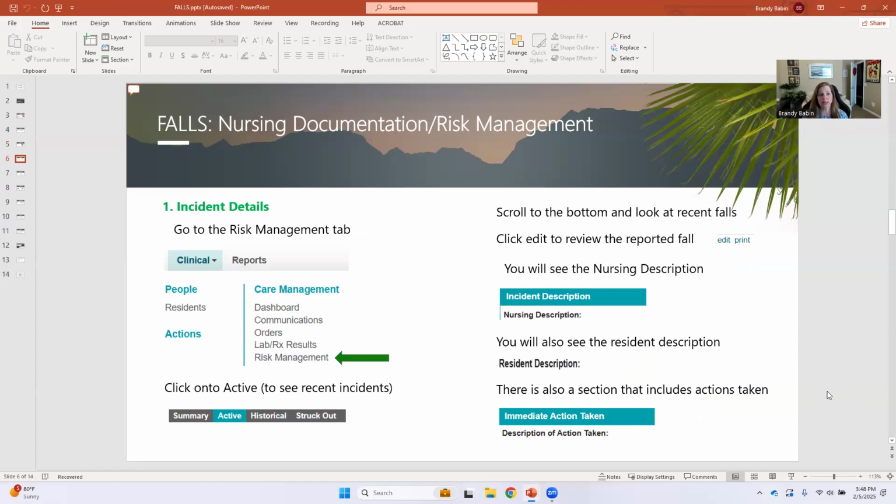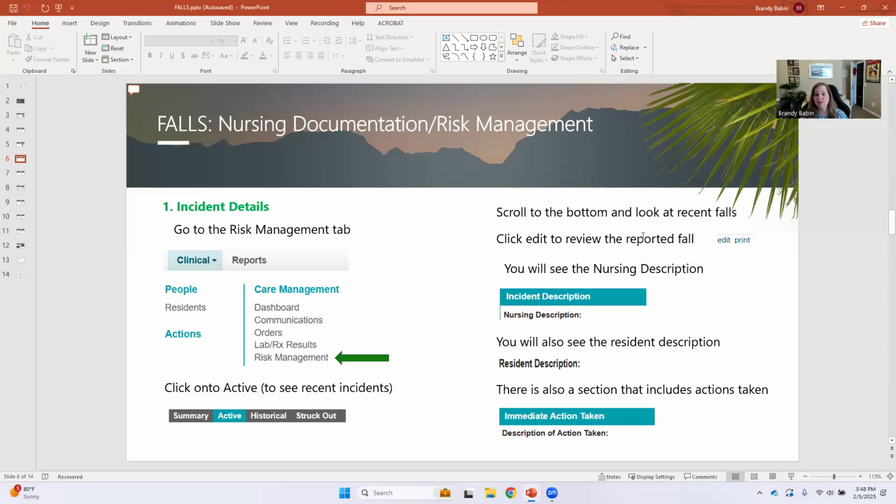So in PointClickCare, we're going to go immediately to the incident details by going under risk management. So you click the clinical tab and you come down to risk management. When you open up risk management, you're going to see this line and you're going to want to see the active risk management. So those are all of the current things that are going on, not a summary, not the historical, but active. You're going to scroll to the bottom of the list and you're going to find recent falls.